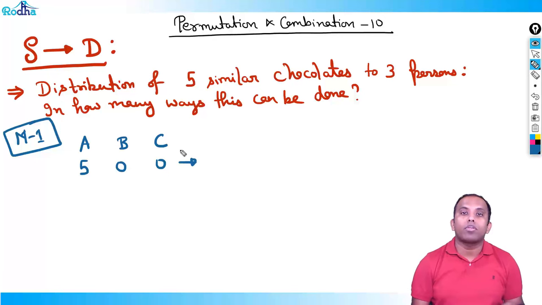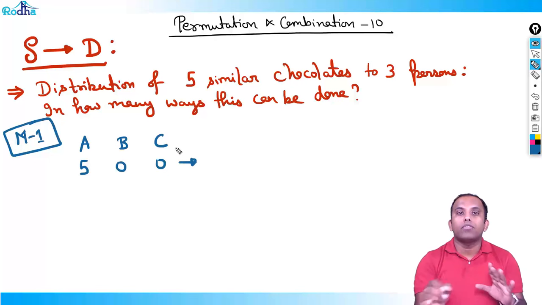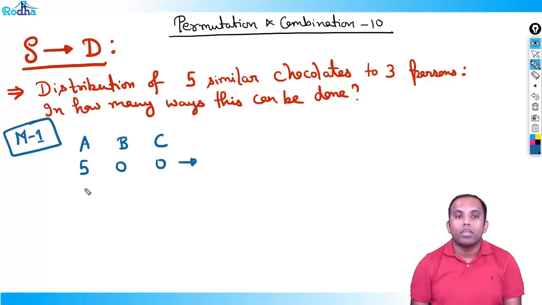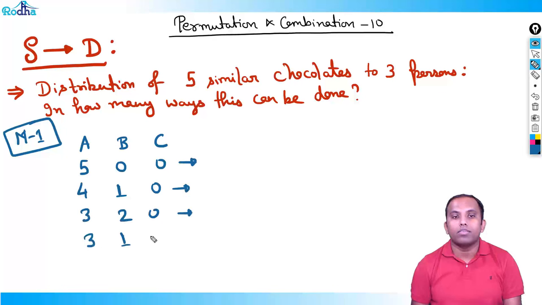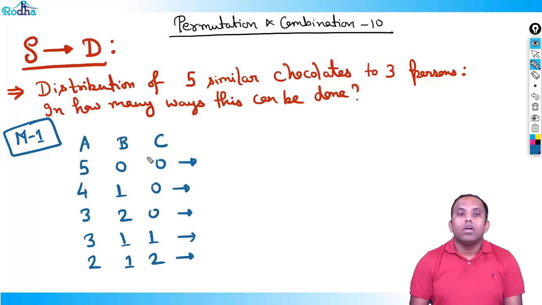500 or 050, that means 500 is one group. We can do this shuffling and it will be covered for all the 3 persons. Now 410 is another group. 320 is another group. 311 is another group. 212 is another group. I hope all are covered? Okay.